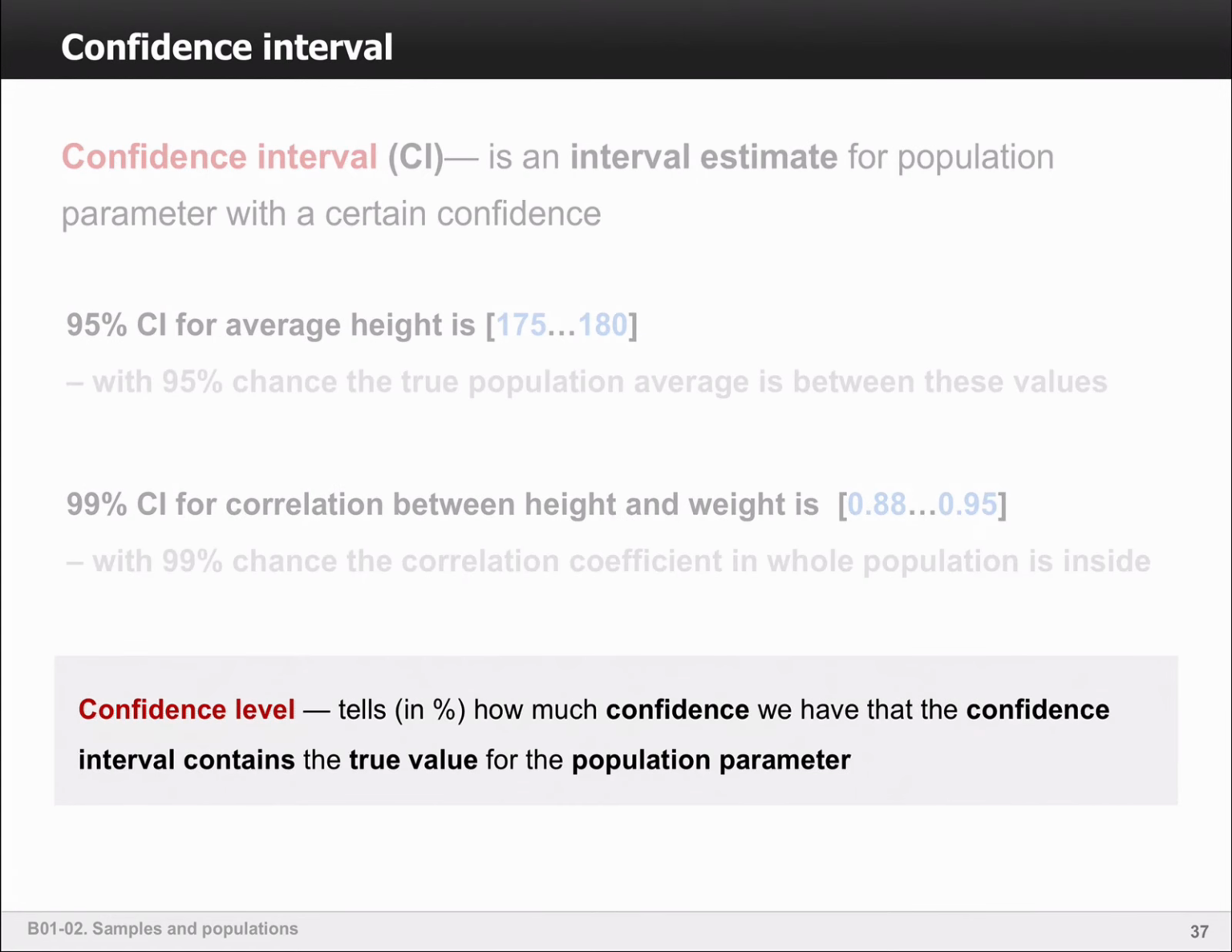Okay. This chance in percent is called the confidence level, and this is something you have to decide yourself, and you have to decide it before you run all experiments. So this should be decided before all experiments, otherwise it will be cheating when you change the confidence level depending on the results of your experiment. That's important.